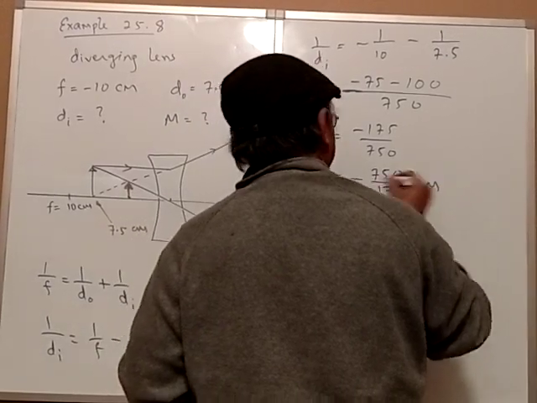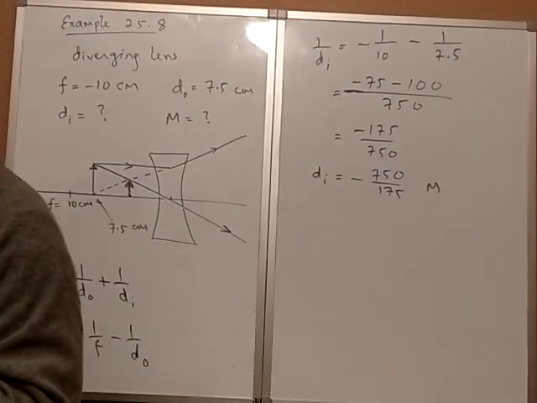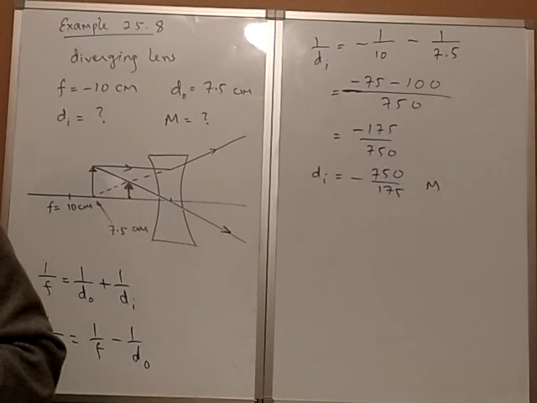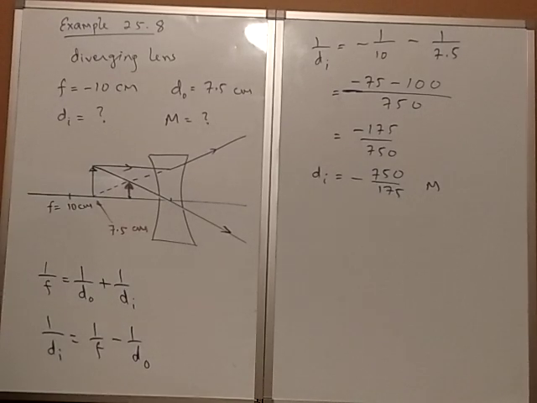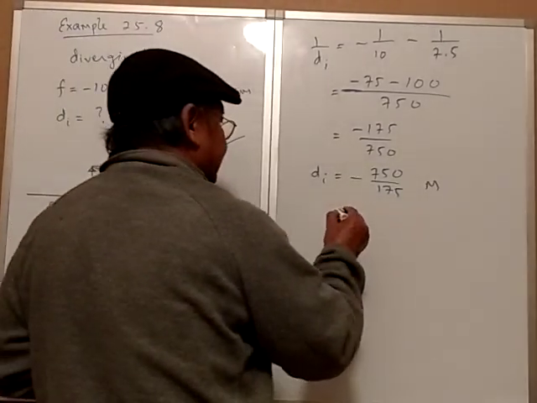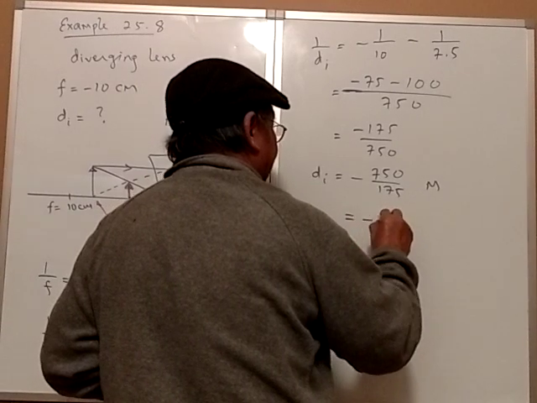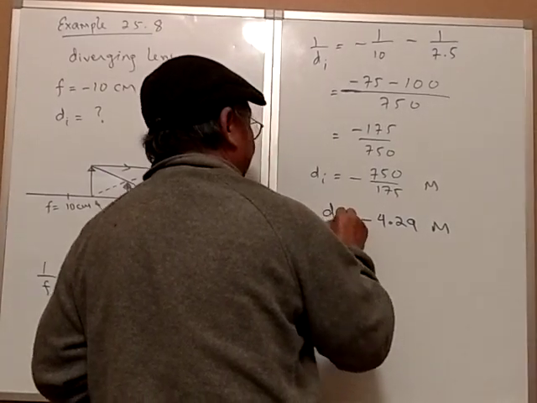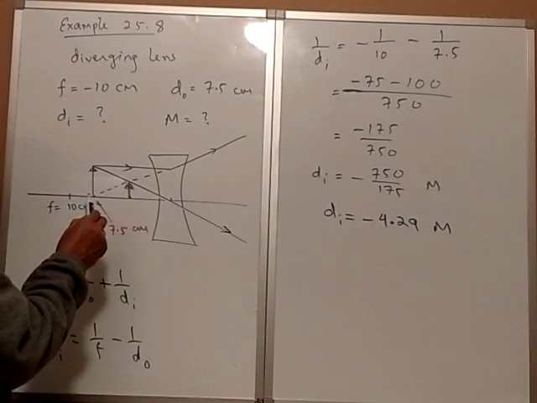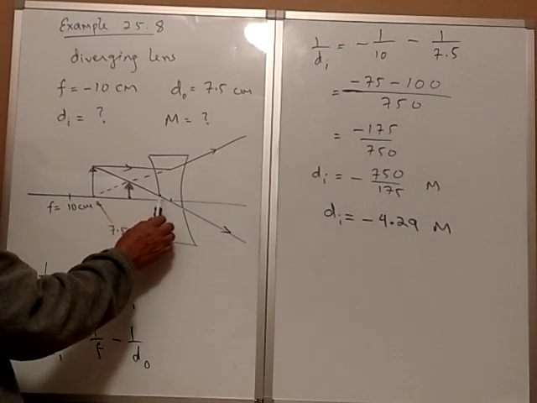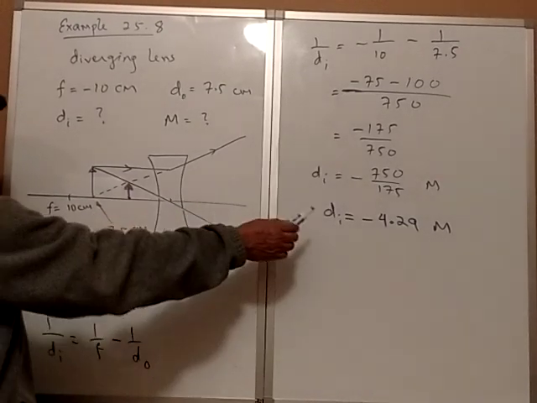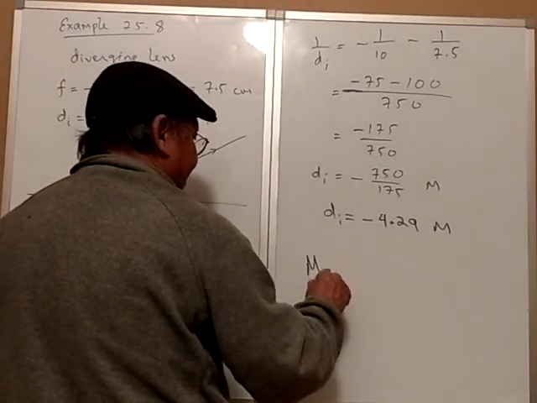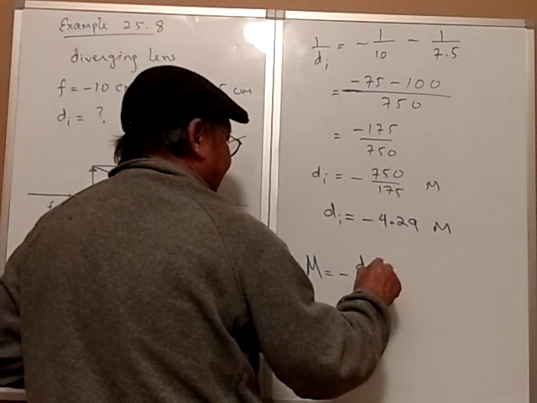meters. And that is, from the book, 4.29. So that is negative 4.29 meters. So you see, as we predicted, the image distance has to be less than 7.5, and it is. Alright, so now let's find the magnification. m is equal to minus di by do.